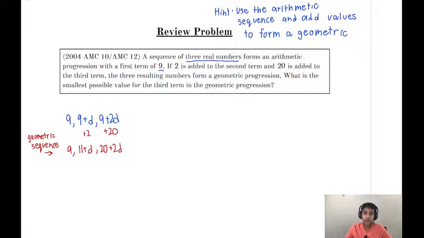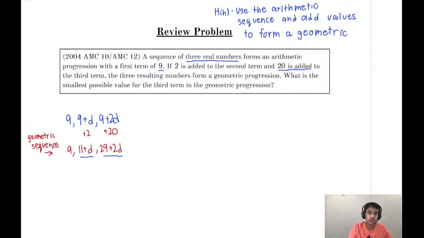And as you can see here, I wrote a hint, which basically says to use the arithmetic sequence and add values to form a geometric sequence. So as I wrote earlier, we have 9, 9 plus d, 9 plus 2d. Then we add 2 to the second term to get 11 plus d, and add 20 to the third term to get 29 plus 2d, sorry. And now we know that these three values form a geometric sequence.